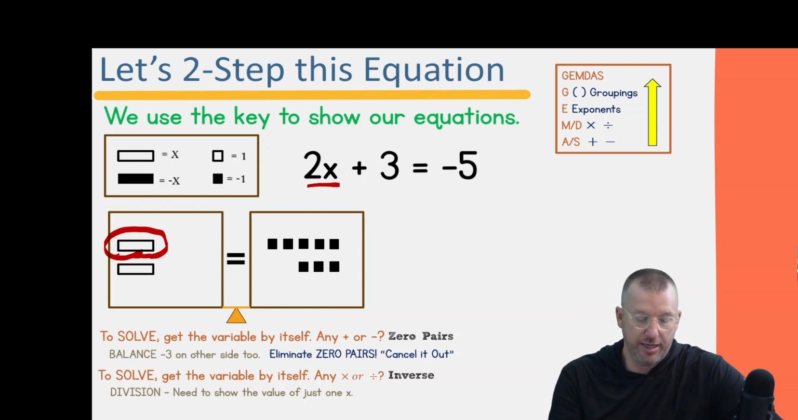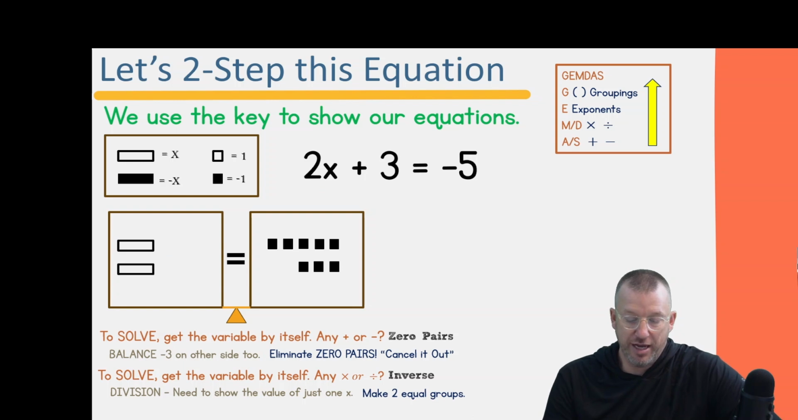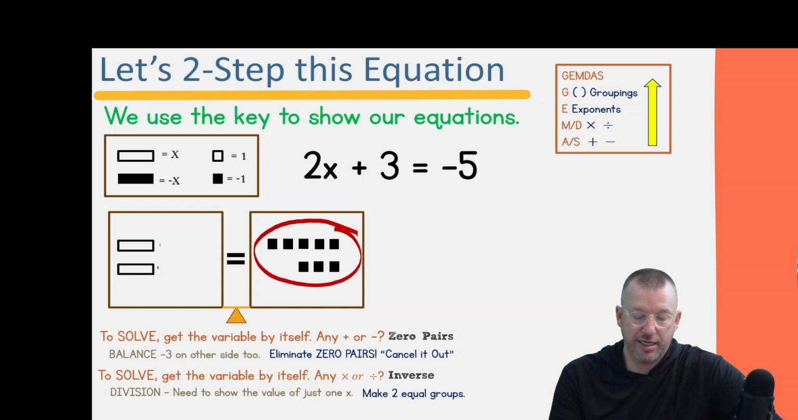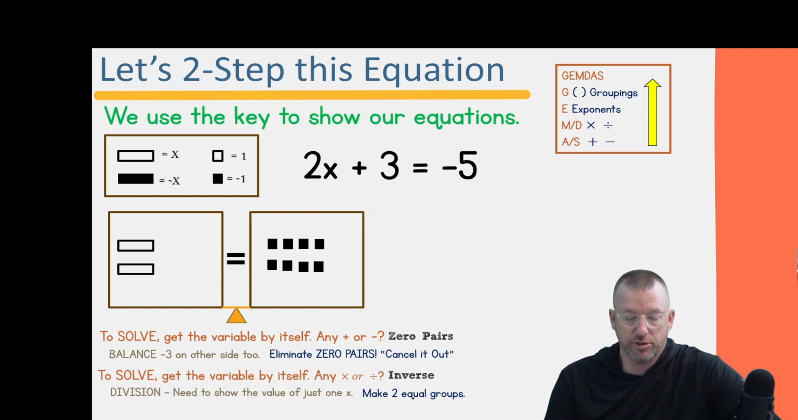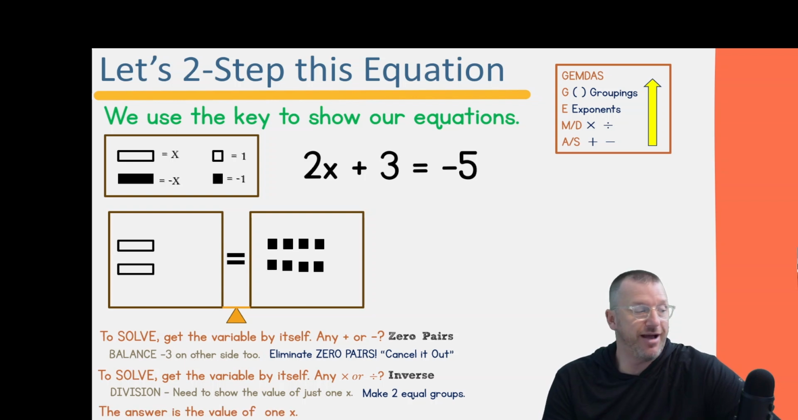Well, in order to do that, we have to make 2 equal groups because we have 2 x's and we have all these guys over here. We need to make 2 equal groups. So I took those and put them into 2 rows of 4. What we're doing is basically dividing this by half. We're dividing by 2, telling ourselves we want to know the value of just one of these x's. And so 1x equals 4.